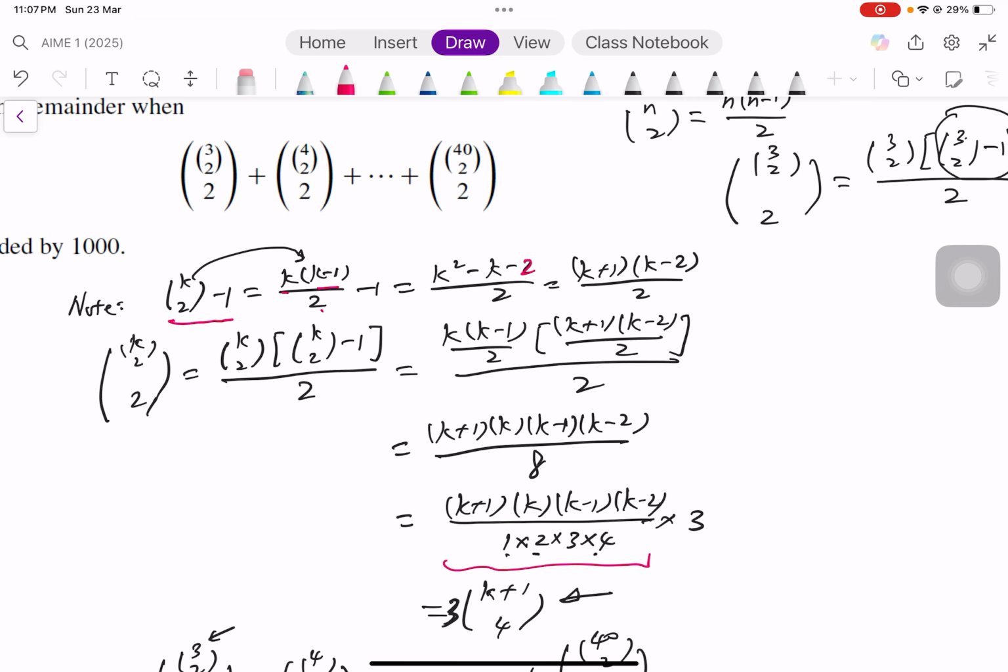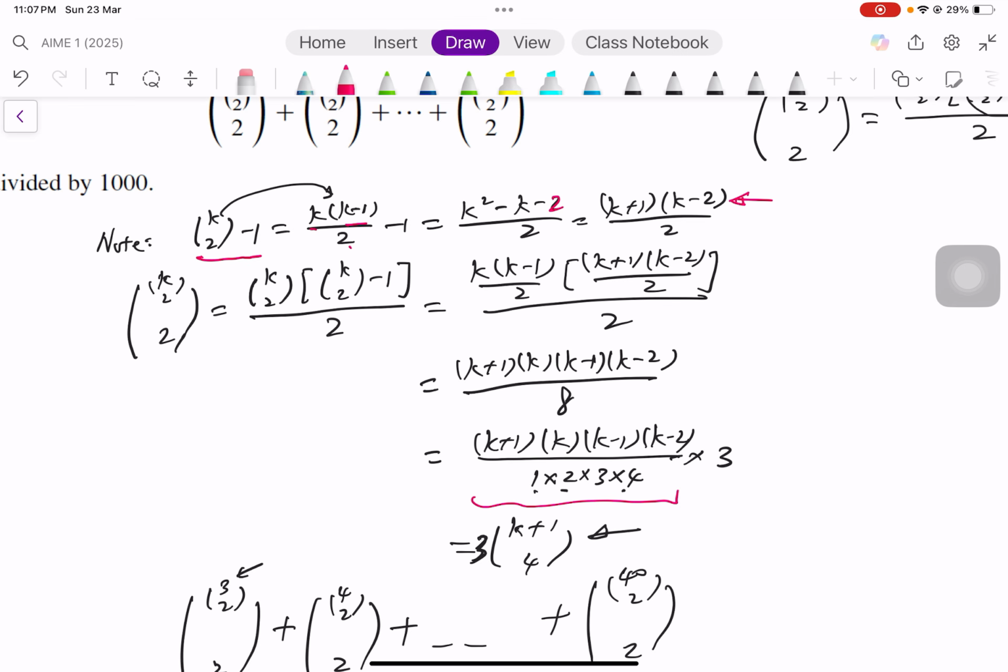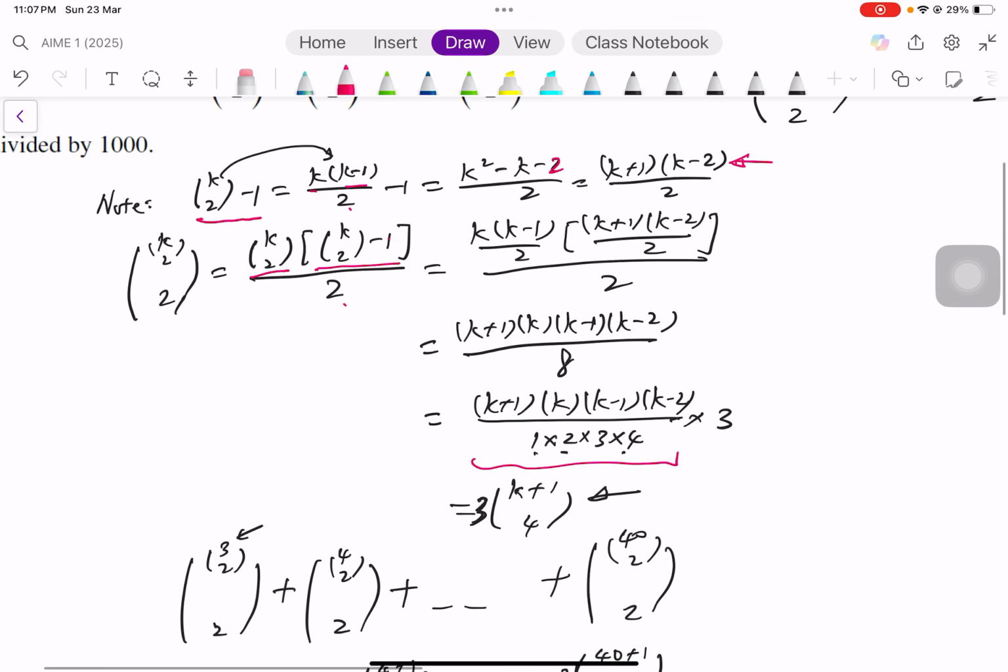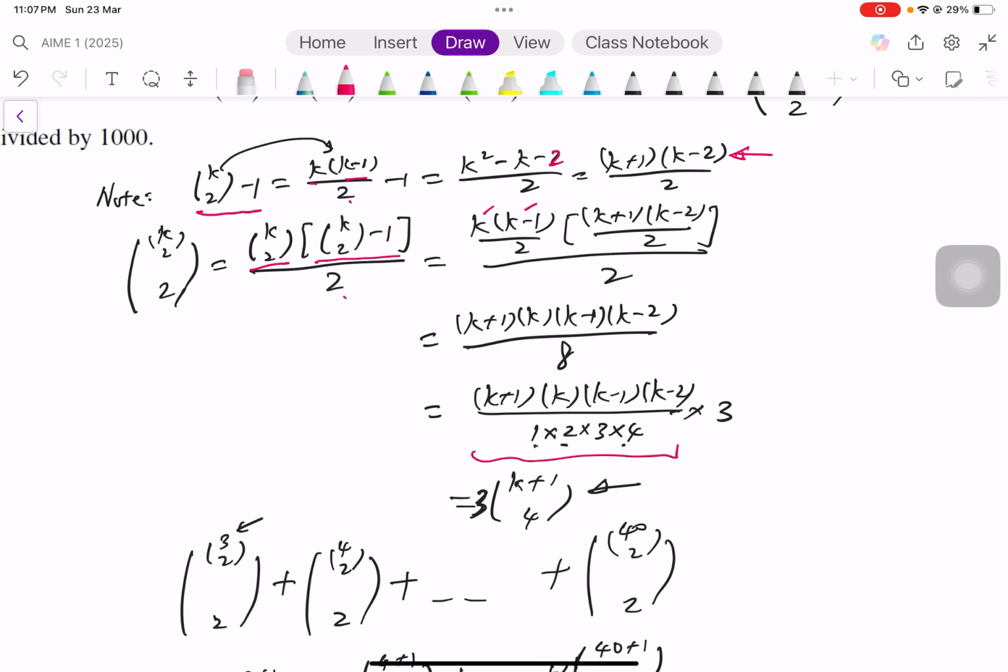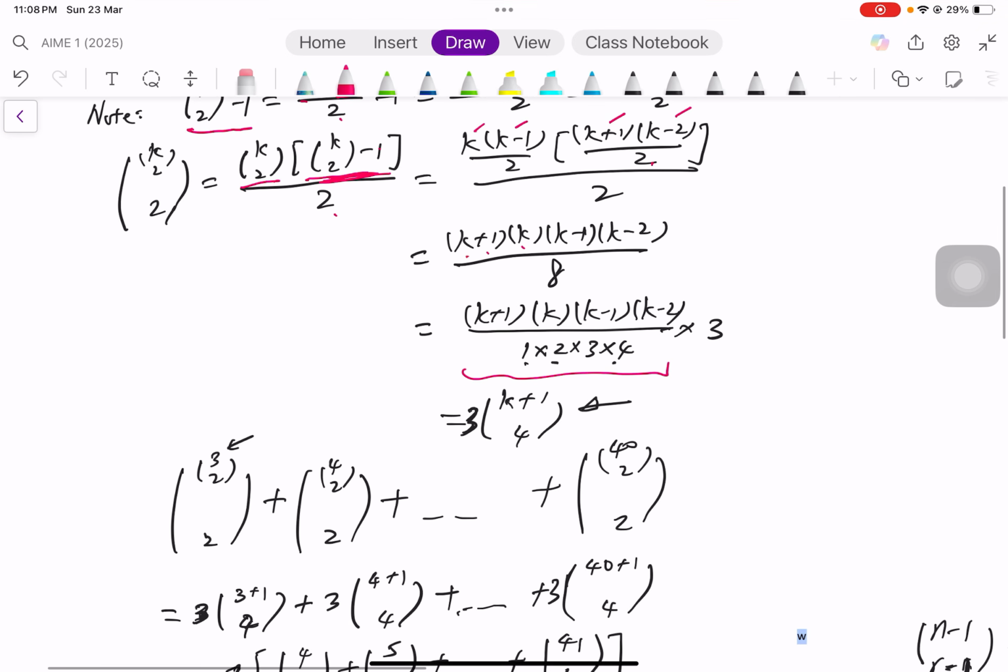Putting it into a single fraction, you get (k squared minus k minus 2) divided by 2. It can be factorized into (k plus 1) times (k minus 2) divided by 2. Therefore, kC2 and then C2 again will be kC2 multiplied by (kC2 minus 1) divided by 2. kC2 is k times (k minus 1) over 2, and this expression is equal to (k plus 1)(k minus 2) over 2. Therefore, we get (k plus 1) multiplied by k, (k minus 1), (k minus 2), divided by 8.